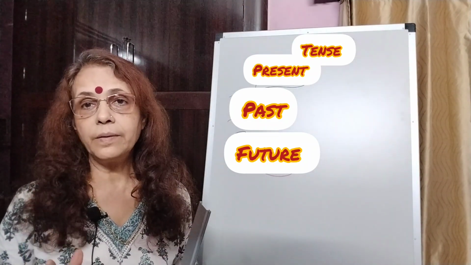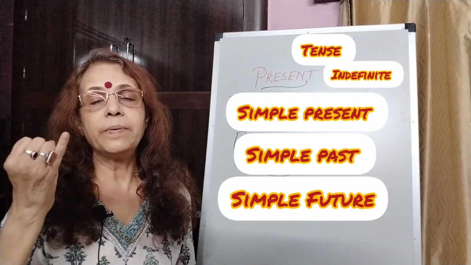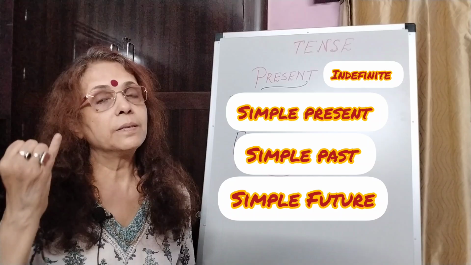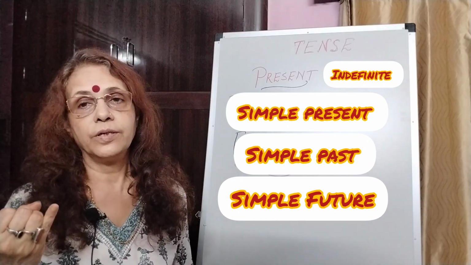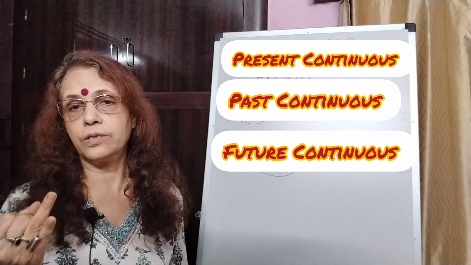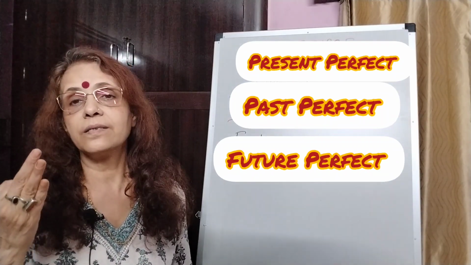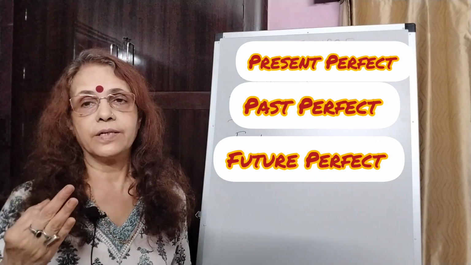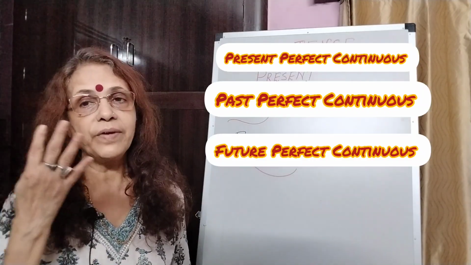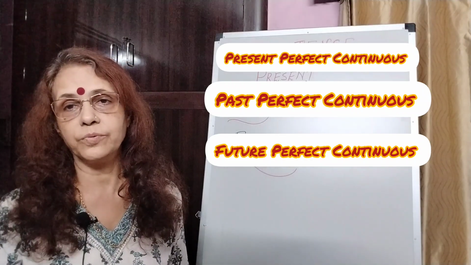So in simple present tense, past tense and future, they all have simple. Simple present, simple past, simple future. Then you have present continuous, past continuous, future continuous. Then you have present perfect, past perfect and future perfect. And then present perfect continuous, future perfect continuous and past perfect continuous.